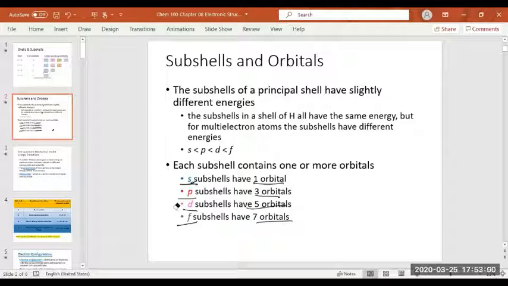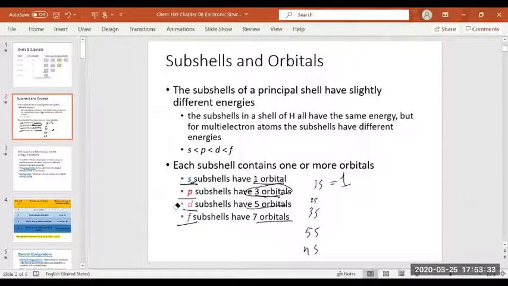And you have to keep in your mind, it doesn't matter if we have 1s or 2s or 3s or 5s or whatever it is, we always have just one orbital. p, always 3, the same thing: 2p, 3p, 4p, 5p, whatever it is. p, always 3. d, 5 orbitals. Sorry, f, it is 7 orbitals.